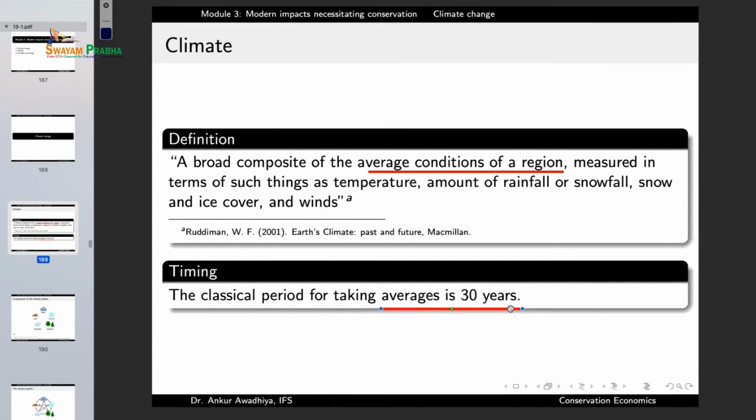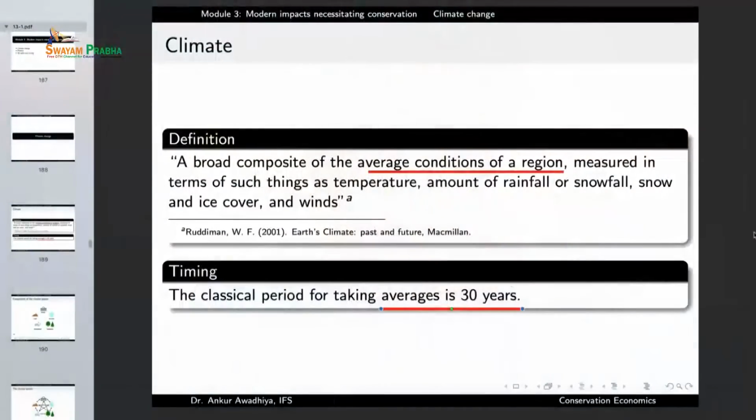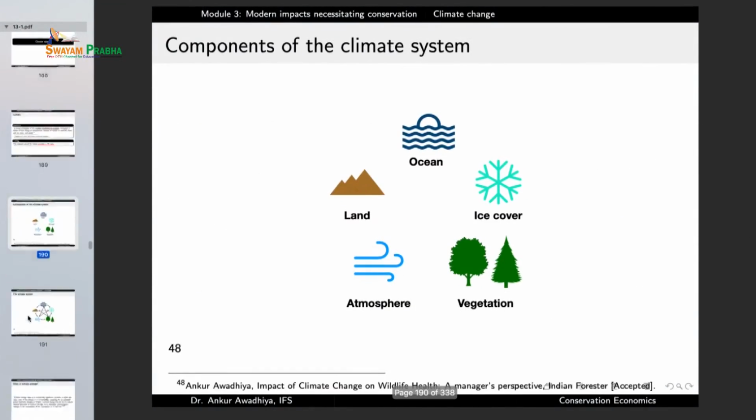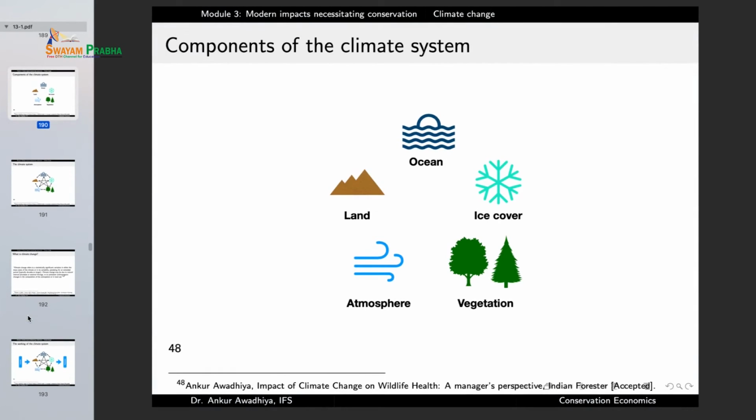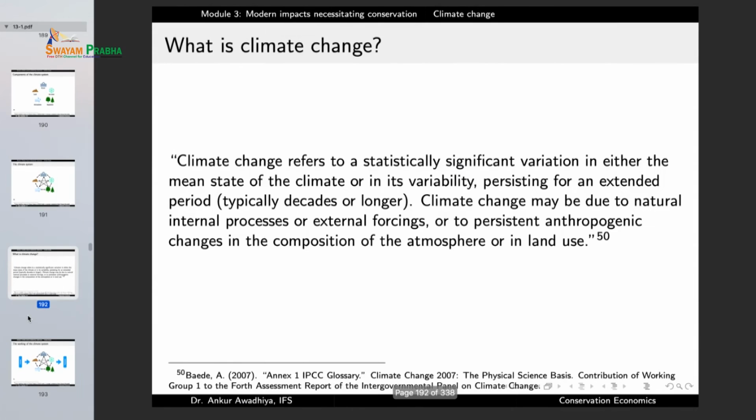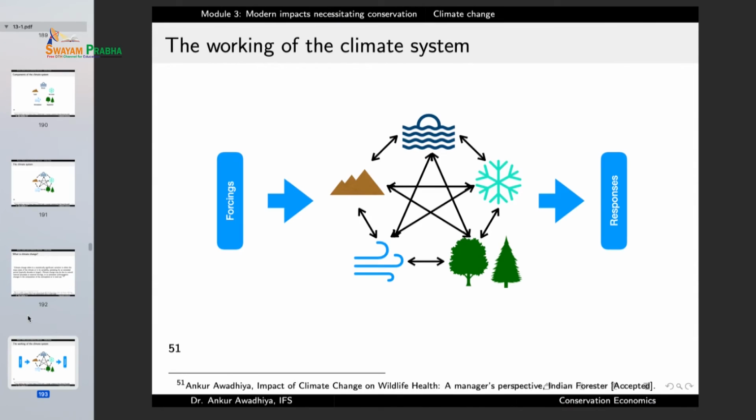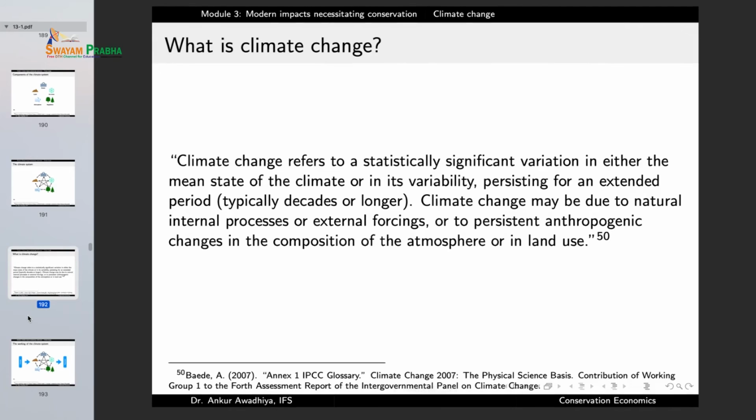So, that is climate. Now, when we say that it is a broad composite over a long period of time, it means that when we talk about climate change, there is a long term change happening. We looked at different components of climate. There are five components: the hydrosphere, the lithosphere, the cryosphere, the biosphere, and the atmosphere. These components interact with each other, and if there is a forcing, that leads to certain responses. If these responses are statistically significant, then we say that there is a climate change.